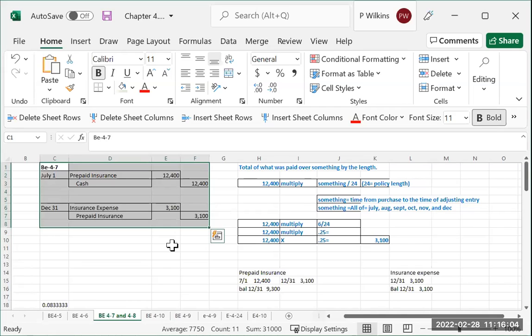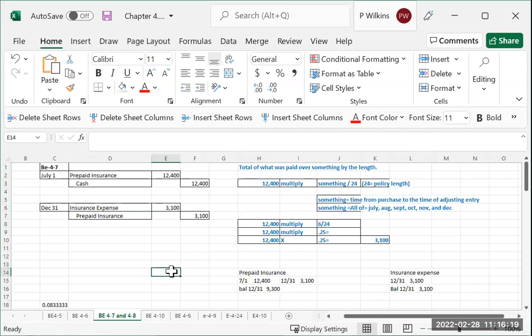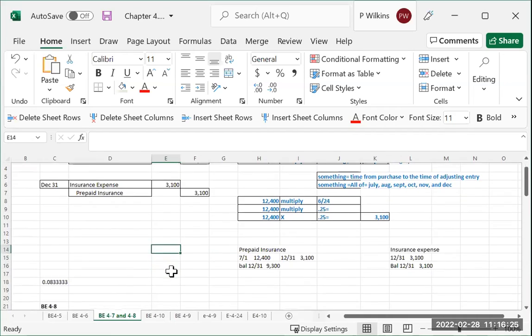Who's Marsh Company? If you go back and read entry 4.7, it says, on July 1, Ling Company pays $12,400 to Marsh Company for a 2-year insurance contract. So we are Marsh Company. We are the ones that are selling the insurance. So they want us to journalize and post the entry on July 1 and the adjusting entry.